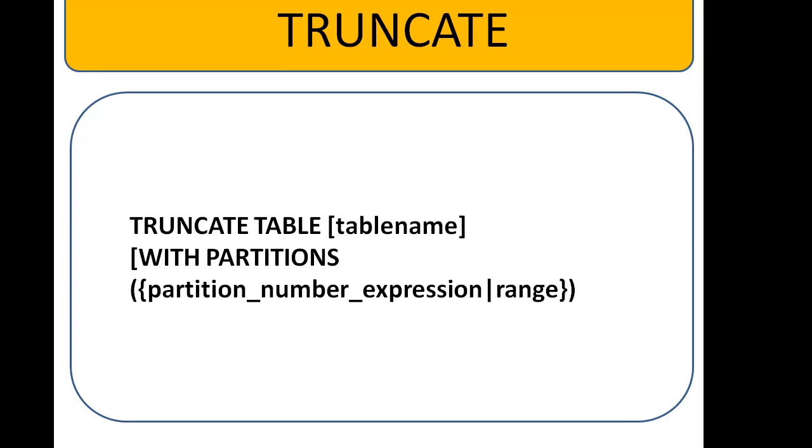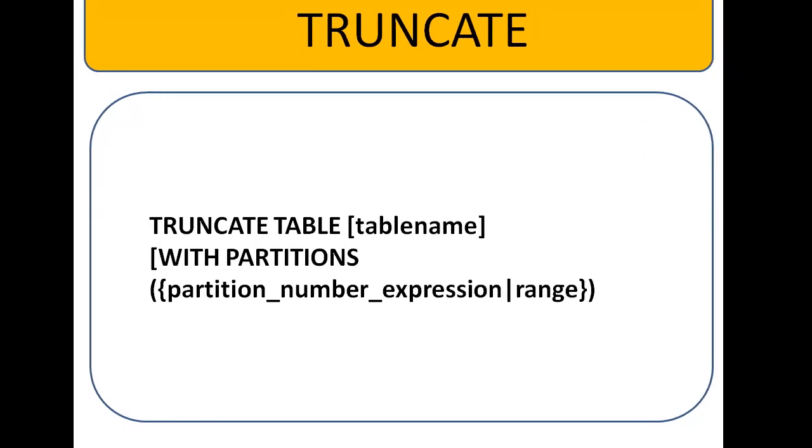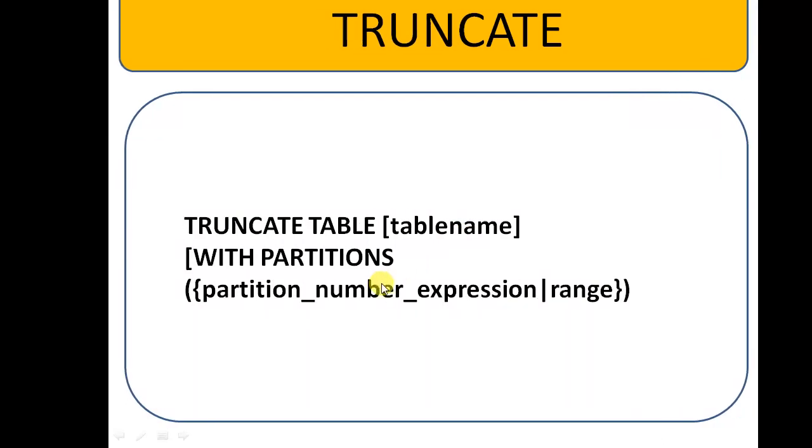So this is the syntax to truncate a table. Truncate table, table name, with partitions, partition number expressions or range. So if we want to remove complete data from that partition, we can use this truncate table. Or if you want to delete complete data from a table, any other partition, or a number of partitions, to remove all rows from a table. So this is the syntax: truncate table, table name with partitions.